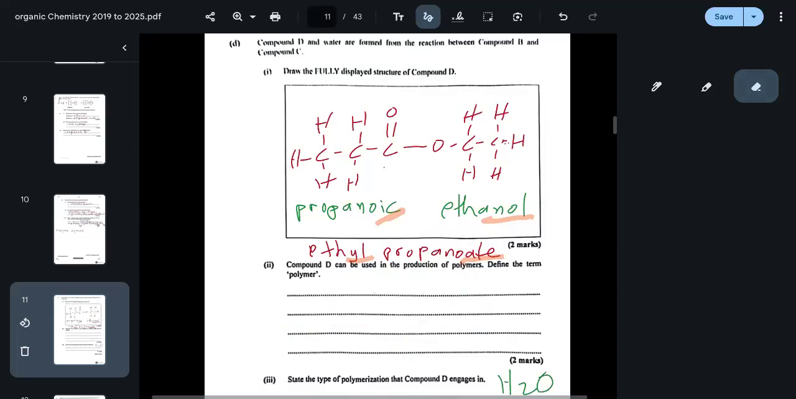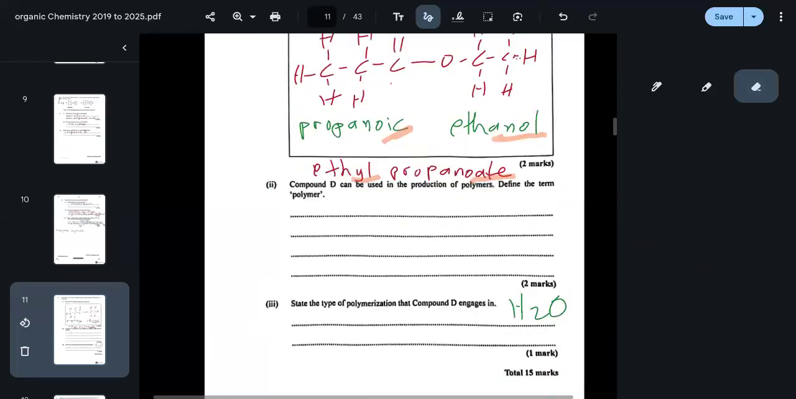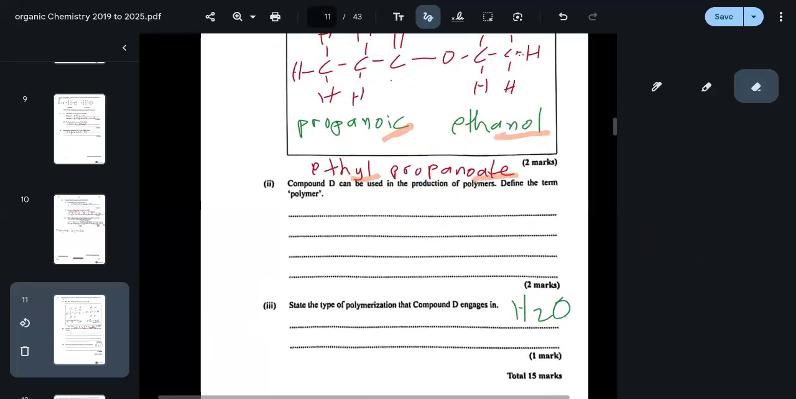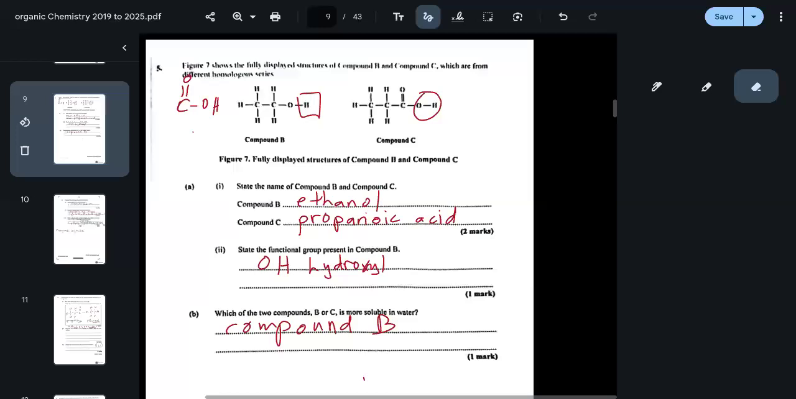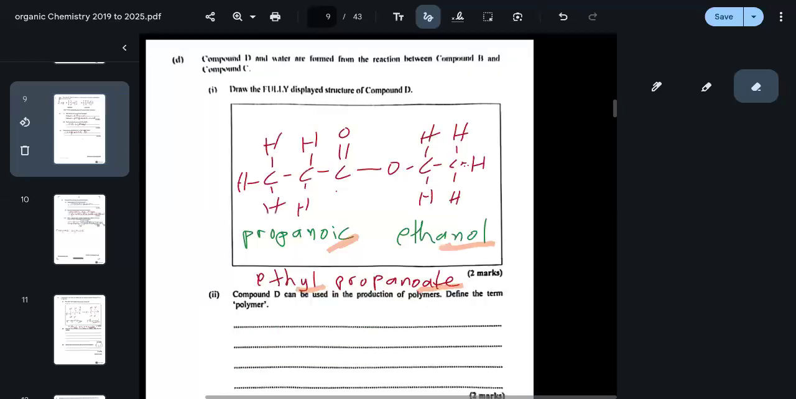Compound D can be used in the production of polymers. Define the term polymer. We did that already. Let me scroll down. State the type of polymerization that compound D undergoes. Compound D was the ester, so it would be condensation.